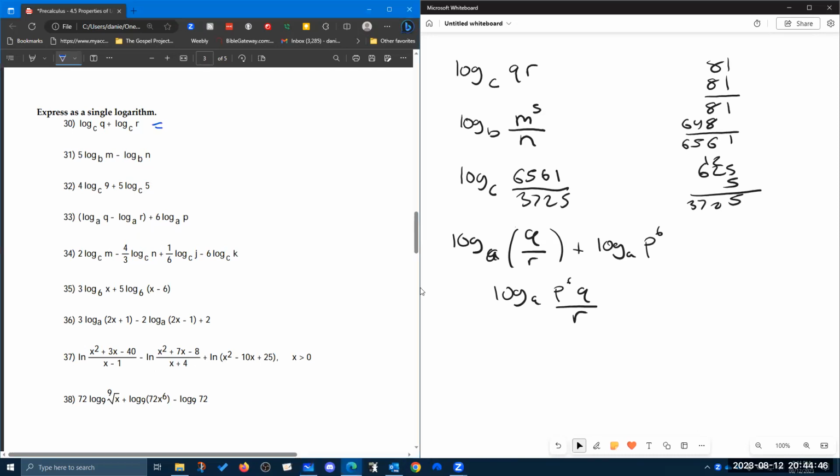So this is log base c of qr. This was log base b of m to the 5th over n. This was log base c of 6561 over 3125. This was log base a of p to the 6th q divided by r.